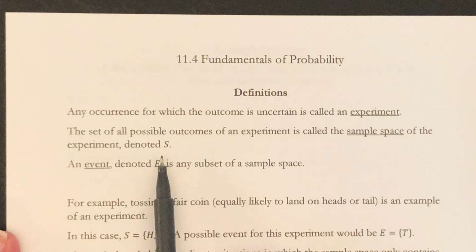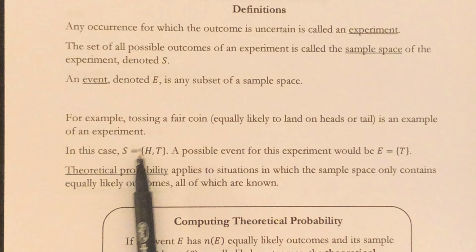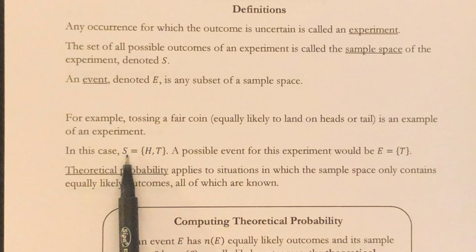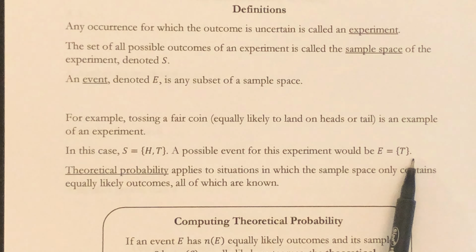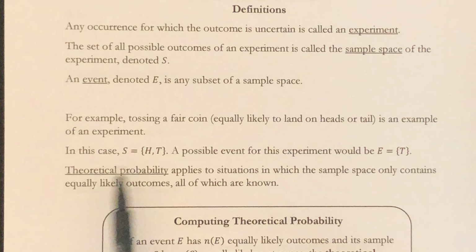So, for example, if we had a fair coin, which means that it's equally likely to land on heads or tails, this is an example of an experiment. In this case, our sample space is either heads or tails. That lists all the possibilities for flipping a coin once. A possible event for this experiment would be E equal T. So that's a subset of that.